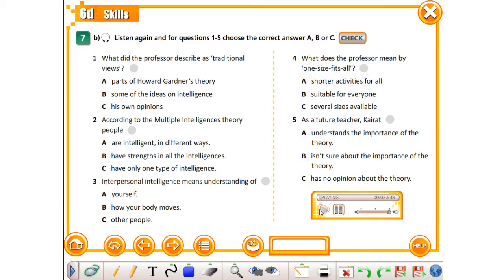Good morning, everyone. Let me begin today by asking you a question. What is the meaning of intelligence? Yes, Kairat? It's our ability to learn or understand. It's also something we are born with. And it can be measured by tests. Well, yes, this is how many people view intelligence. In fact, some psychologists believe intelligence is a single ability that cannot be changed. However, psychologist Dr. Howard Gardner challenges these traditional views with his multiple intelligences theory. Has anyone heard of it?